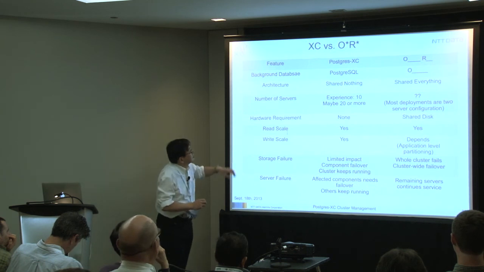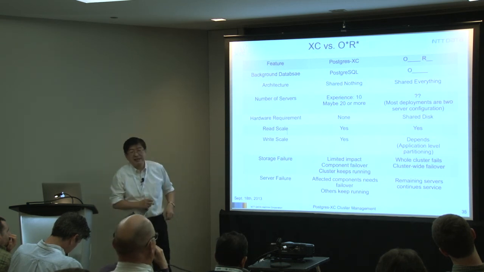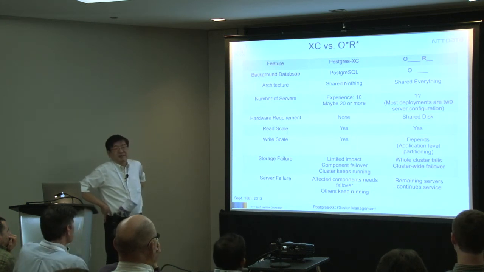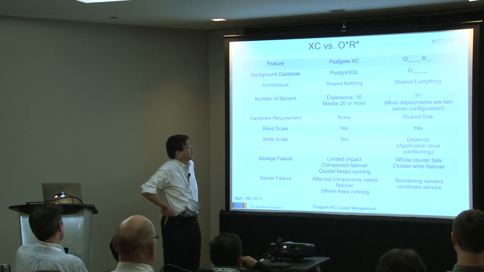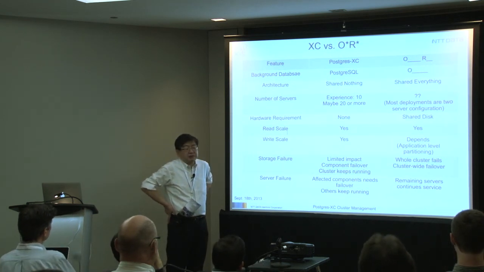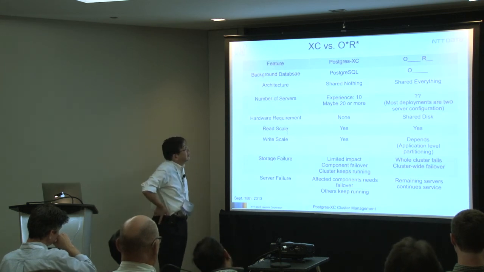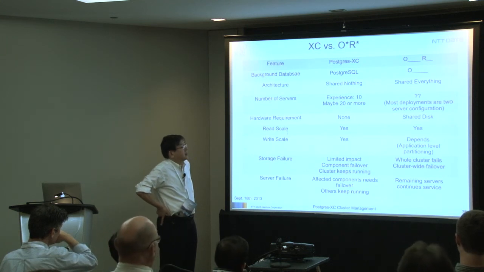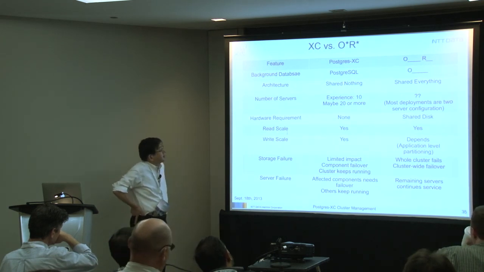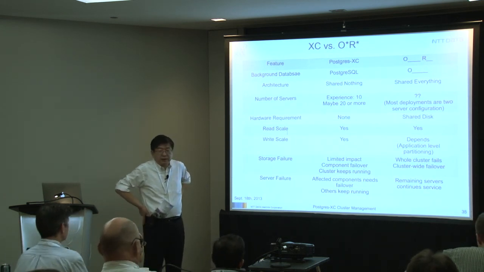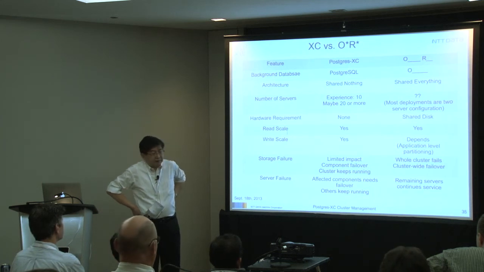So here's a comparison of the failure characteristics of XC against some others. The architecture is very different. In Postgres-XC, we do not share anything. We do not share the cache, so we don't need any cache invalidation. So it is very good for performance. The other one is based on shared everything, so if the configuration is not good, we will suffer from the cache invalidation protocol. As for the number of servers, I have experience with 10 servers, but maybe 20 or more. It depends on the communication overhead for the GTM.